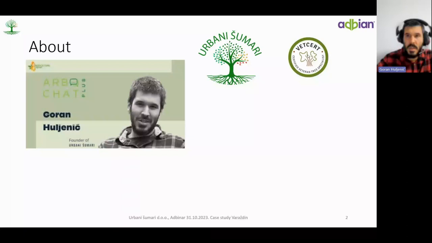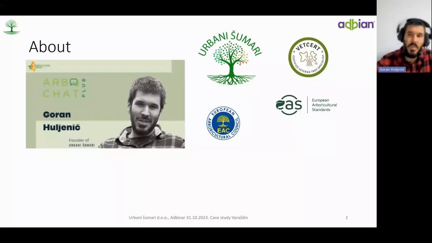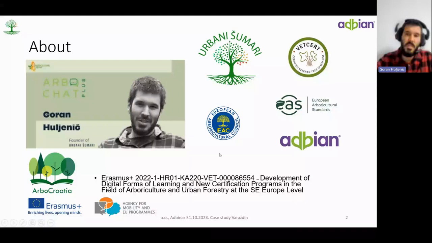It's called Urban Foresters. I'm a certified veteran tree specialist. I work also for EAC. I'm part of the group who developed the European arboricultural standards. And we are currently conducting, with the Arboriculture Academy from the Czech Republic and EAC, an Erasmus project for bringing the European tree worker to Southeastern Europe. Also, I'm quite excited about Adbian, and we have been using it for some time.